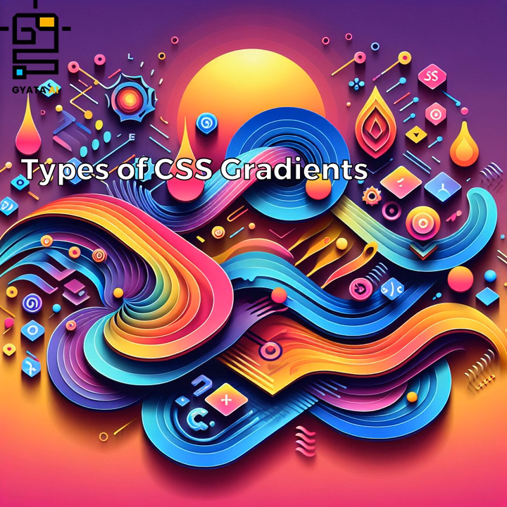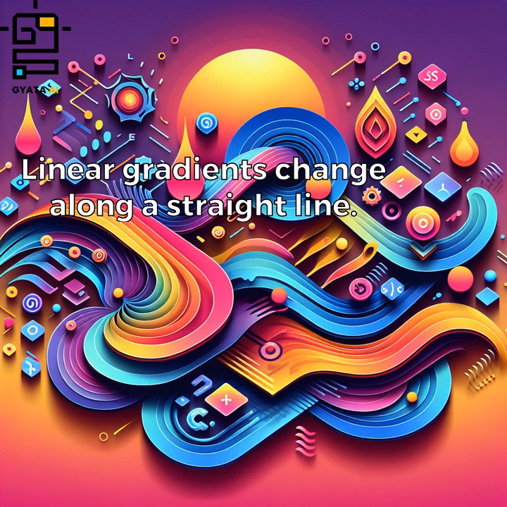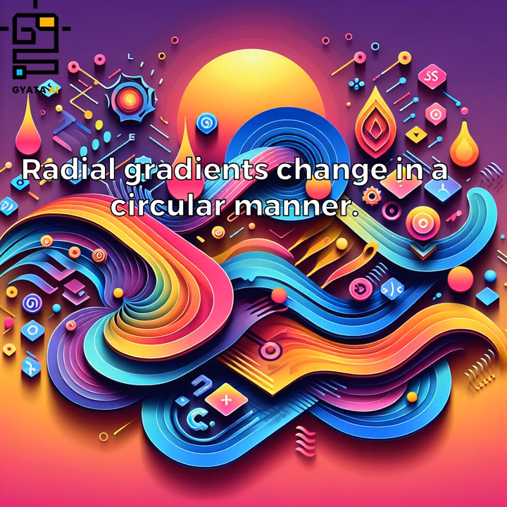Types of CSS gradients. There are two types of CSS gradients, linear and radial. Linear gradients change along a straight line. Radial gradients change in a circular manner.